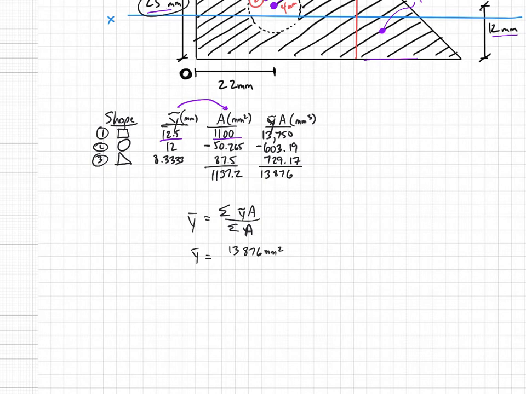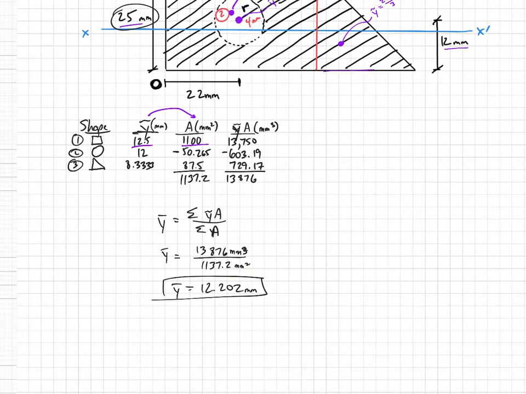But the numerator is 13,876, and the denominator is 11,337.2 millimeters cubed. And so y bar comes out to 12.202 millimeters. Okay, cool. All right, so that's great. If I wanted to at this point, I could create a y bar. So this would be a row, but this would be global, right?